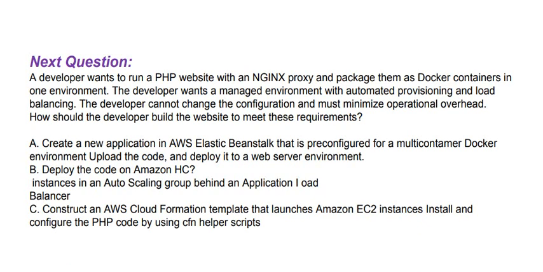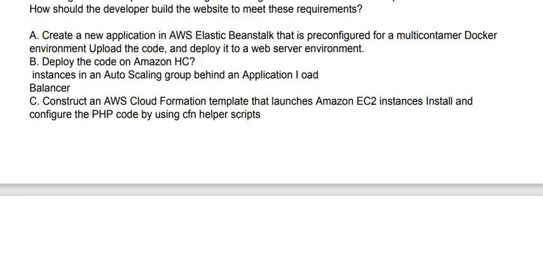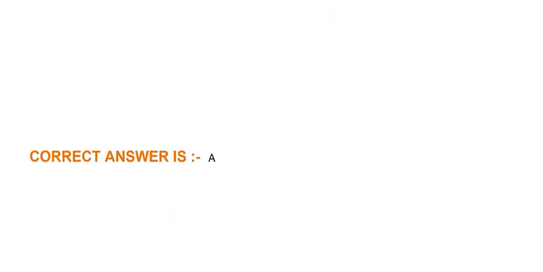Option B. Deploy the code on Amazon EC2 instances in an auto scaling group behind an Application Load Balancer. Option C. Construct an AWS CloudFormation template that launches Amazon EC2 instances, install and configure the PHP code by using cfn-helper scripts. And option D. Upload the code for the PHP website into an Amazon S3 bucket, host the website from the S3 bucket. The correct answer is option A.